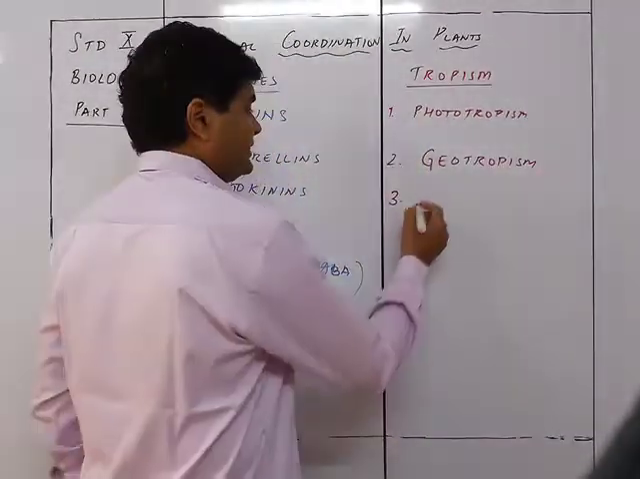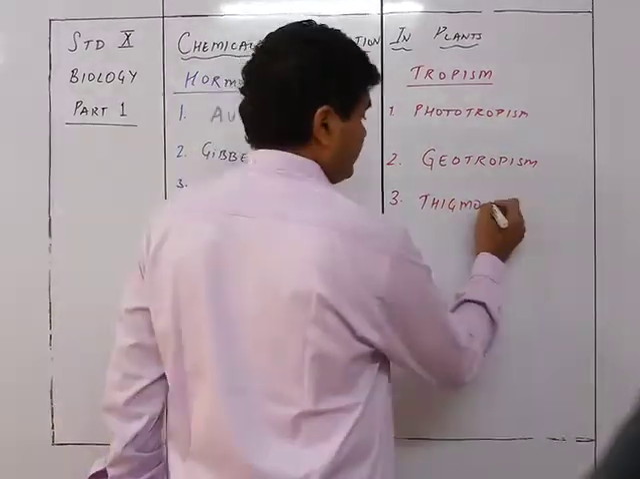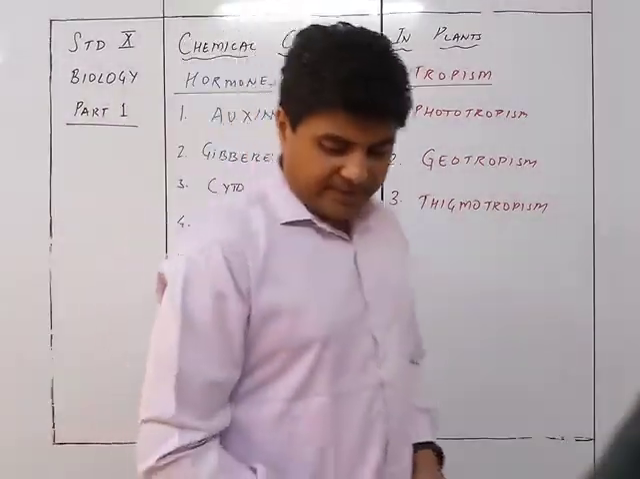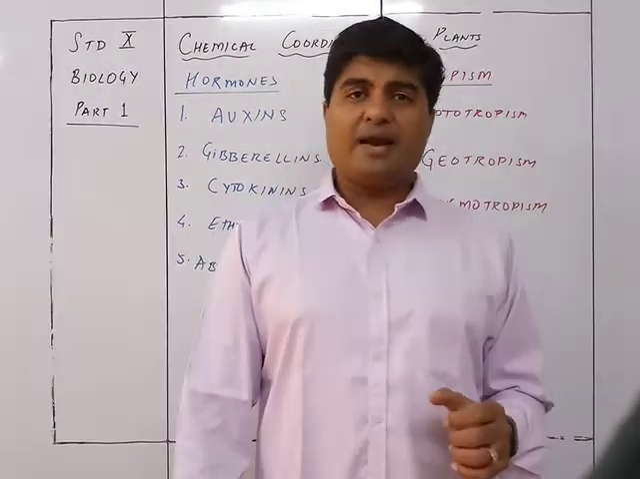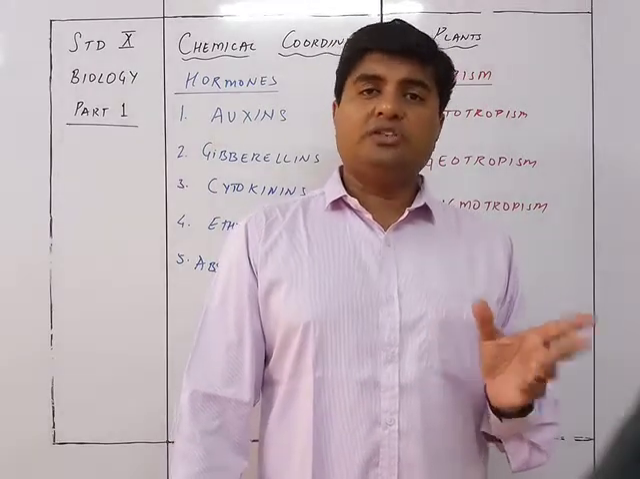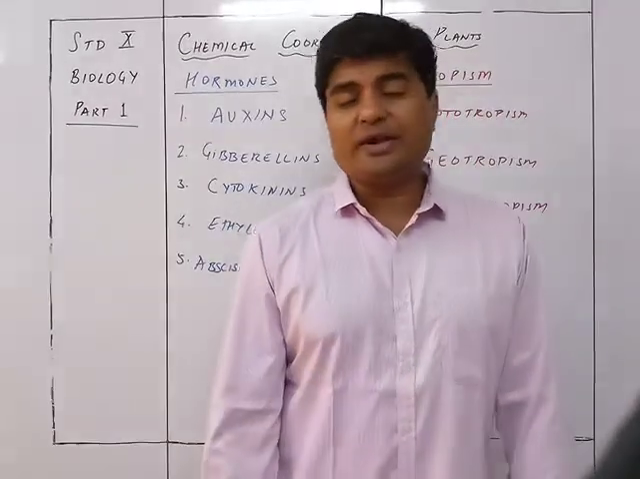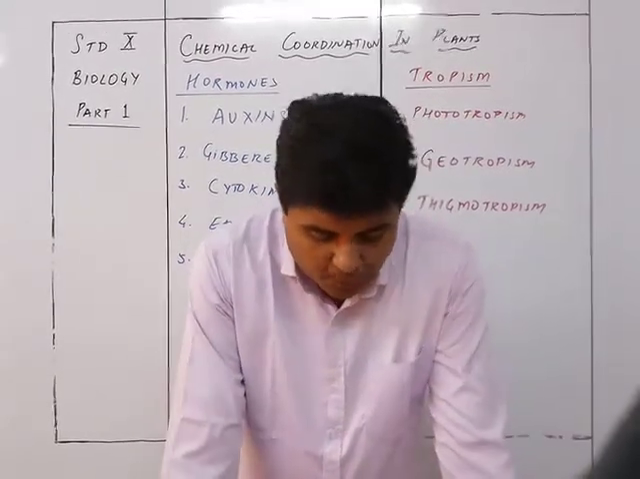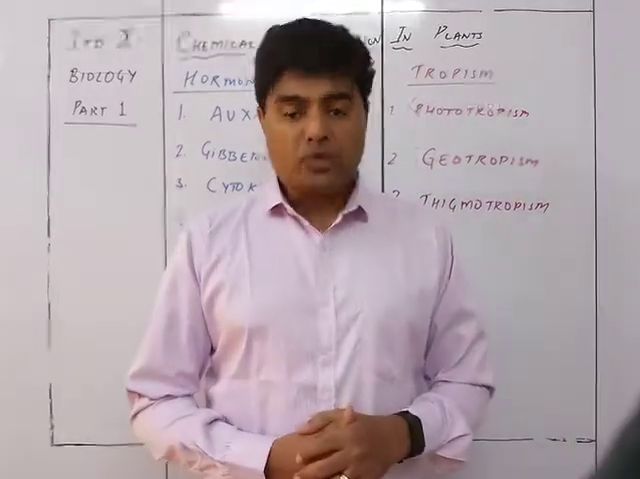So the next one is thigmotropism. Now thigmotropism is the response to touch. Whenever a plant grows any of its parts in the direction of the stimulus of a touch, it is using the tropism called thigmotropism. The growth movement of a plant in response to a touch stimulus is called thigmotropism.